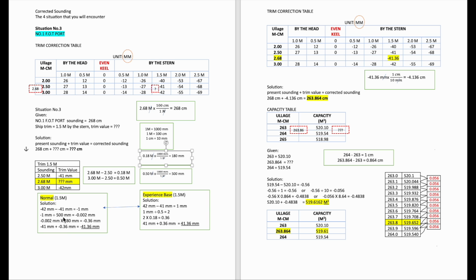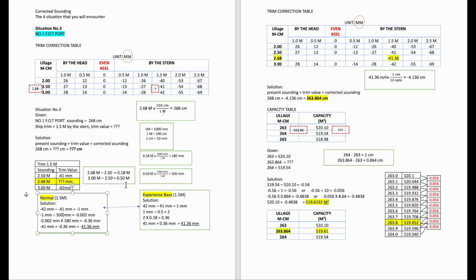So here in my example, I convert to millimeter, so I use the 500 and 180. Let's say negative 42 minus negative 41 equals negative 1. Then you divide by 500 millimeter, so you have the answer of negative 0.002. Then you multiply by 180, and you have the product of negative 0.36. Then you add negative 41, so you have the answer of negative 41.36.